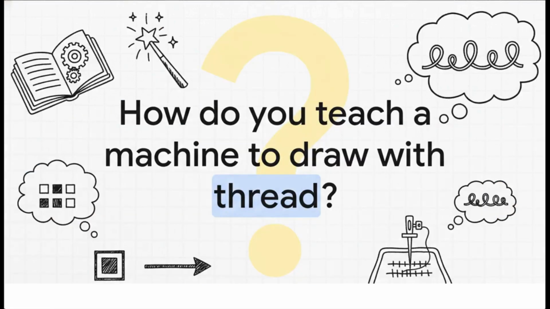So how do you do it? How do you actually get a machine to draw with thread? It kind of seems like magic, right? But it's not. It's really just about translation. It's about taking an idea that lives on your screen, one made of pixels and light, and teaching a machine to recreate it using a language it understands, a language of stitches.